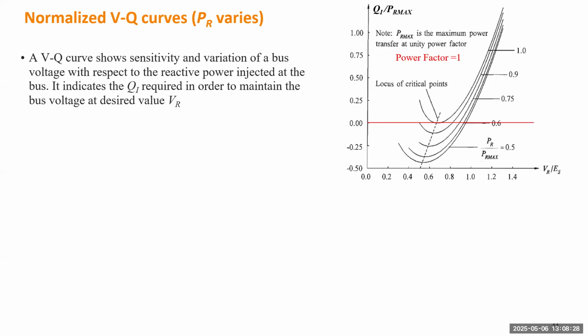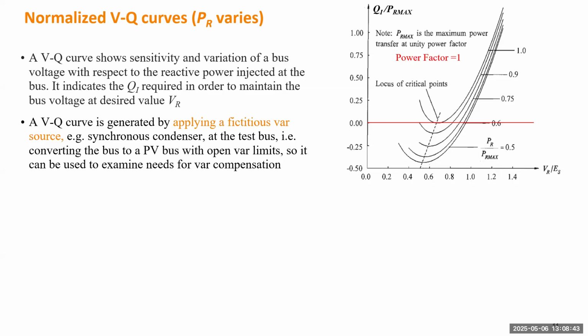All right, so just to summarize, the VQ curve shows the sensitivity and variation of a bus voltage with respect to the reactive power injected at the bus. They indicate the QI required in order to maintain the bus voltage at the desired value VR. A VQ curve is generated by applying a fictitious var source, because here you study what var source can potentially increase the voltage to the desired value, right?